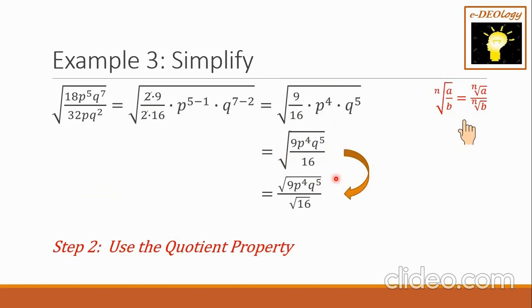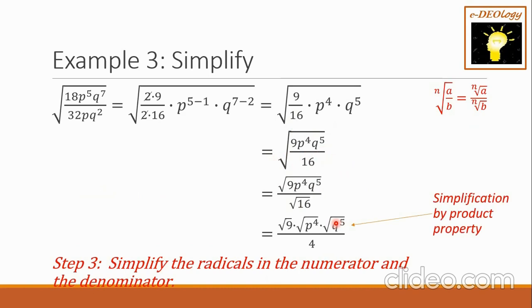We are now in step 2, where we're going to apply the quotient property. It means we're going to distribute this radical sign to the numerator and to the denominator. The next is, in the numerator, we're going to distribute the radical to each of the factors here. So you see we have the square root of 9 times the square root of p raised to 4 times the square root of q raised to 5 all over 4. So this is now the square root of 16 is now simplified into the number 4.